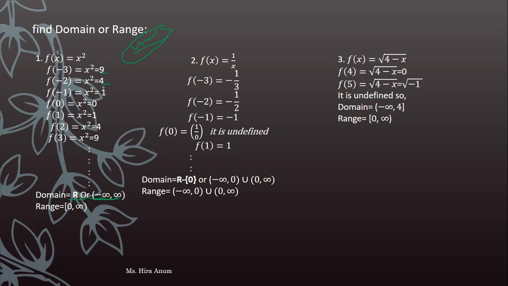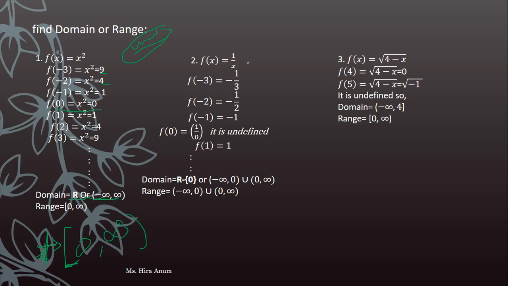You can see the answer will be positive. When you put -2, it gives 4. When you put -3, it gives 9. It gives positive values, so the range will be bounded at 0, because when we put 0, it gives 0. A closed bracket means it is bounded. Values less than 0 will not come in this range, but 0 is included up to infinity.